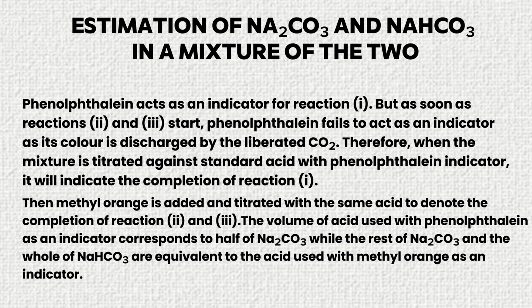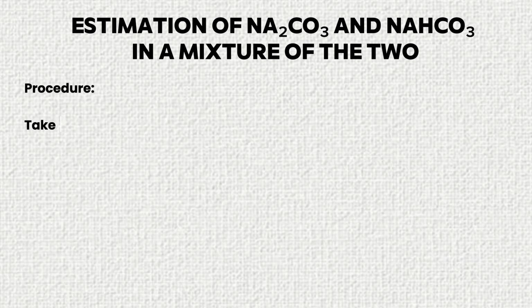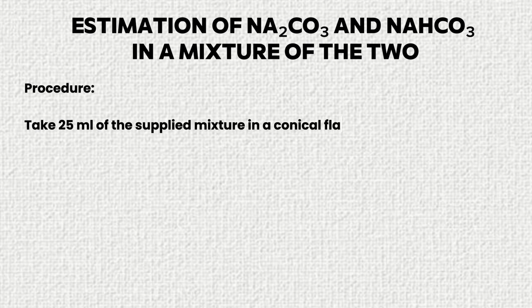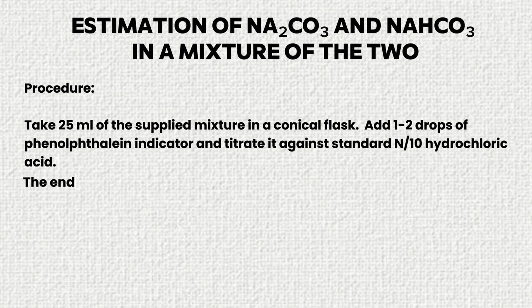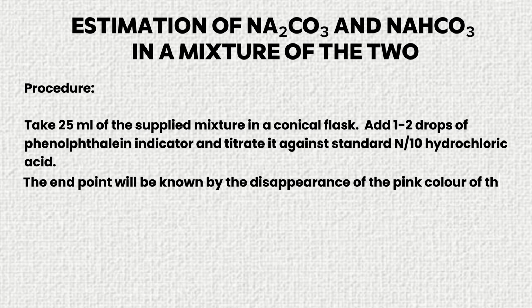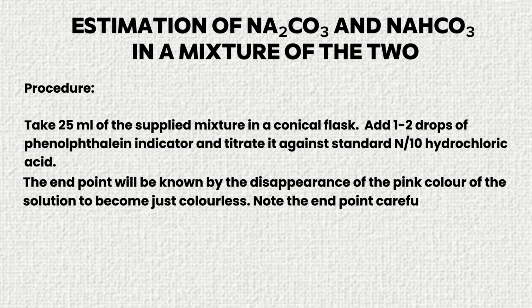Procedure. Take 25 milliliters of the supplied mixture in a conical flask. Add 1 to 2 drops of phenolphthalein indicator and titrate it against standard N/10 hydrochloric acid. The end point will be known by the disappearance of the pink color of the solution to become just colorless. Note the end point carefully.